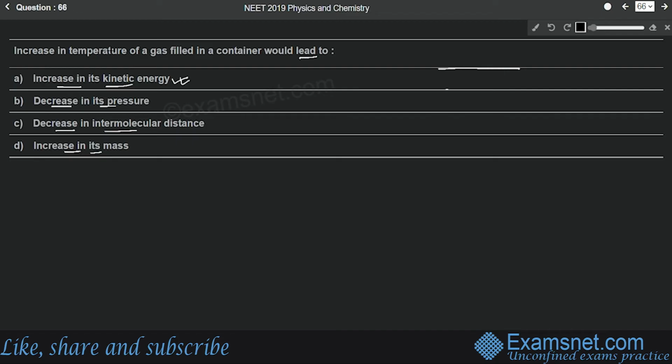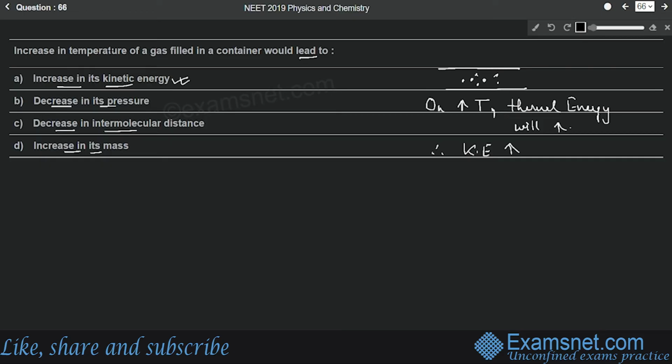Suppose we have a container and there are gas molecules here. So on increasing the temperature, what will increase? Thermal energy will increase. Okay, so let's write it down here. On increasing the temperature, thermal energy will increase. And when thermal energy will increase, that means the molecules will acquire more energy, then they'll move fast. Okay, therefore kinetic energy of the molecules will also increase.